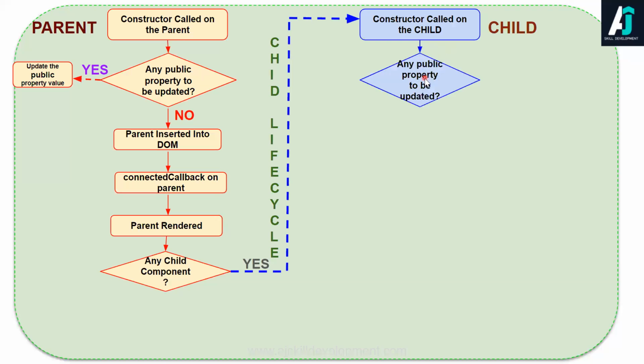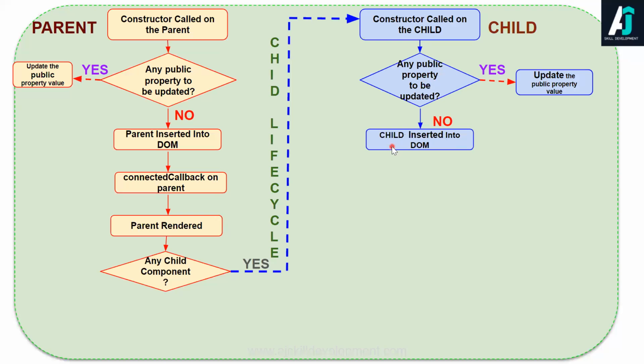And then if there is any public property to be updated in the child, again the same thing. If yes, it's going to update it, or else the child gets inserted into the DOM. And then the child's connected callback will be invoked now. And then the child will get rendered.